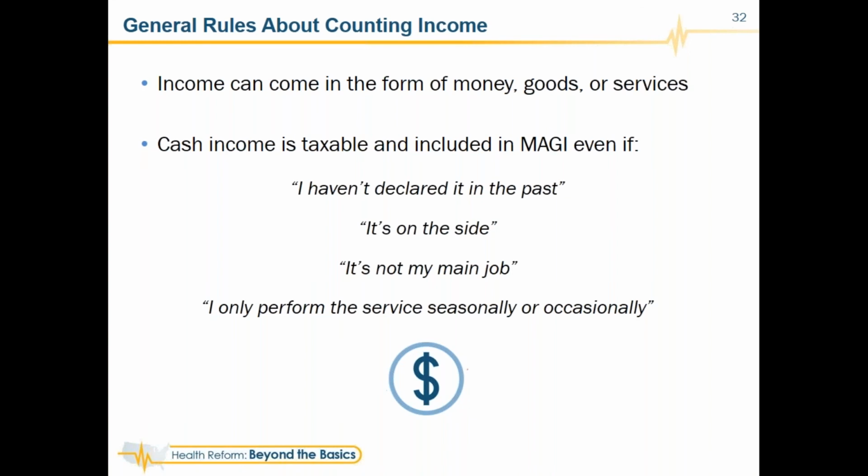Income can be in the form of money, goods, or services. In particular, be on the lookout for cash income, because sometimes people say it and then they try to unsay it. Can't unsay it. Cash income is taxable, and it's going to be included in your MAGI even if people haven't declared it in the past.